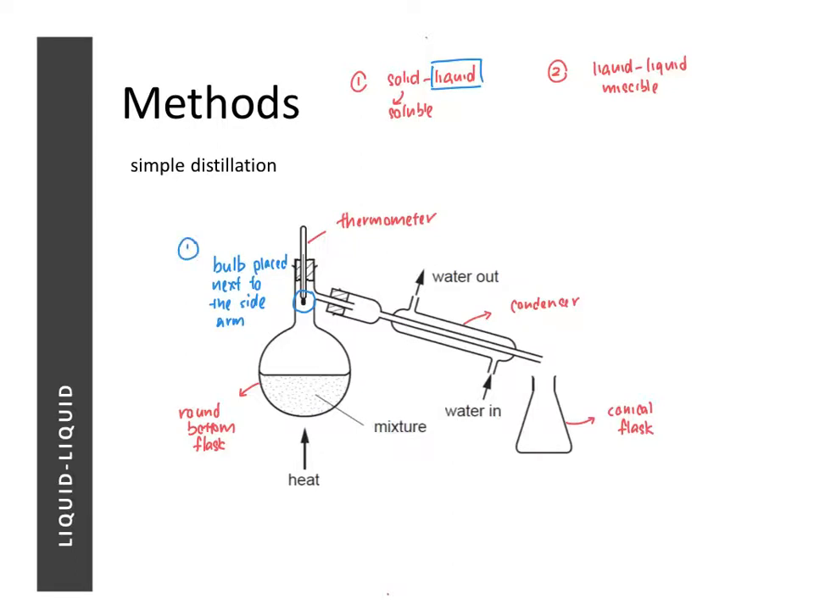The second thing is this: we will flow water through the outer jacket of the condenser, and the water must go in from the bottom and come out from the top. This is the second experimental detail that we need to take note of. Water flows into the condenser from the bottom and comes out from the top. The next experimental detail is that when we heat the mixture, we add some small pieces of stone or sand, which we call boiling chips. Later on, after we look at how distillation works, we're going to learn why these experimental details are important.